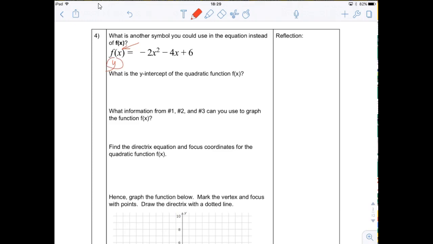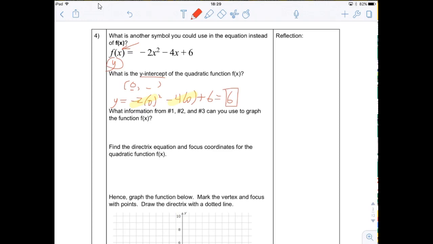What is the y-intercept of the quadratic function f of x? There are two ways to do this. One is to say that the y-intercept would be a coordinate pair where the x value is 0 and the y value is something else. If the x value is 0, I can substitute x equals 0 for all the x values. You can see that makes this value 0, it makes this value 0, and just leaves +6.